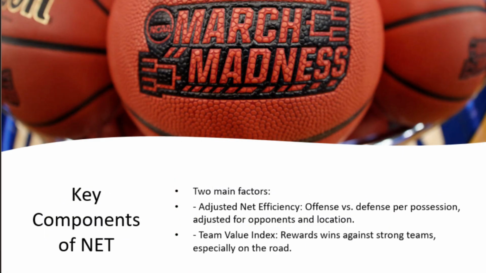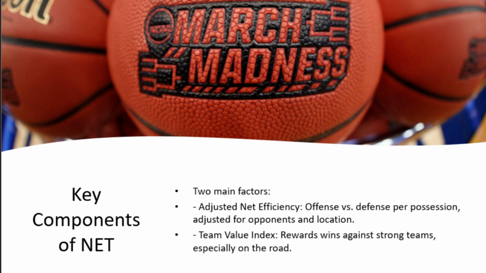How do the net rankings work? So the net rankings are driven by two major components: adjusted net efficiency. This measures the difference between a team's offensive and defensive efficiency, calculated as points scored per possession versus points allowed per possession. Adjustments are made based on the opponent's strength and where the game was played, home, away, or neutral.